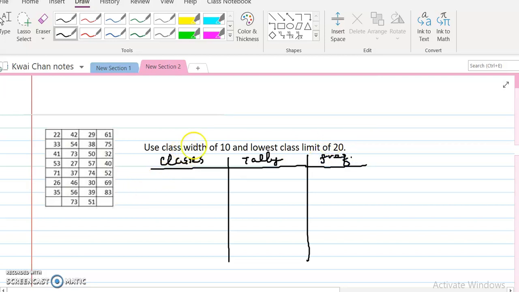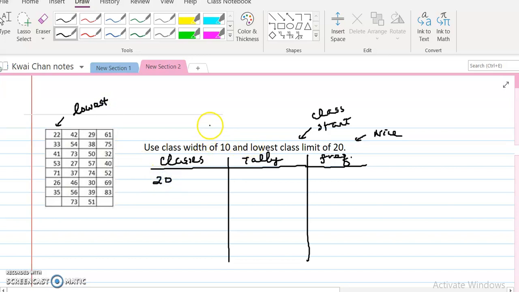First of all, you will look at where you start. Lowest class limit is where your class starts, right? It does not necessarily start at the lowest number in the data. So usually we want to start with a nice number, like 20 or 21. Our lowest number I think is 22. You could start at 22, but it is not a good boundary. So we'll start at 20.